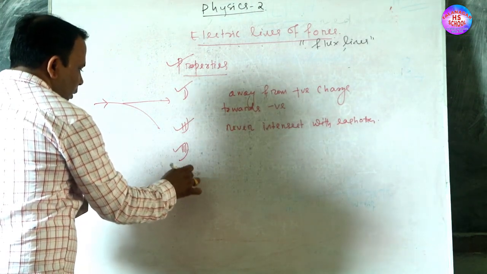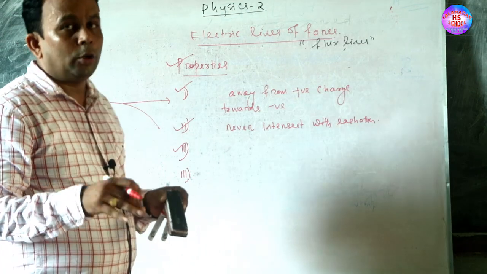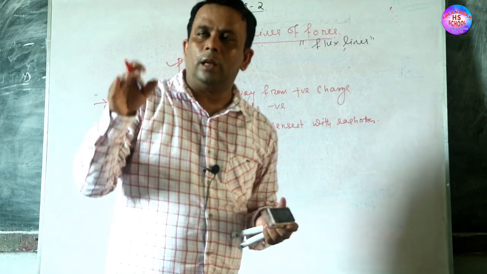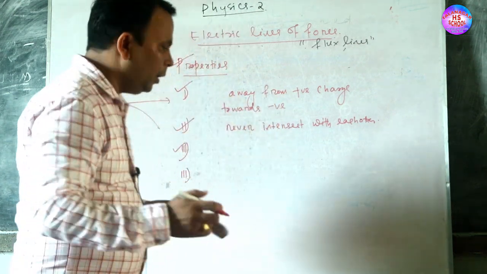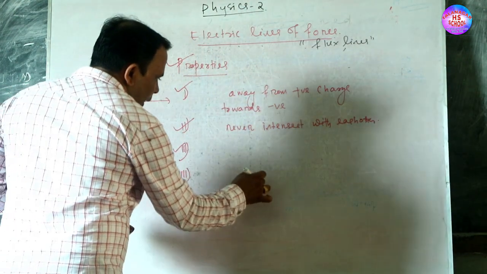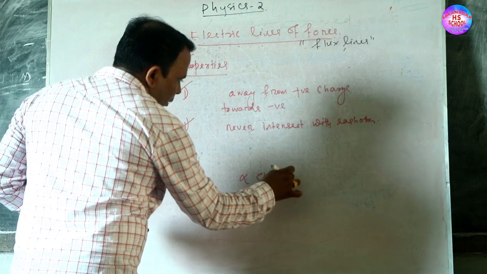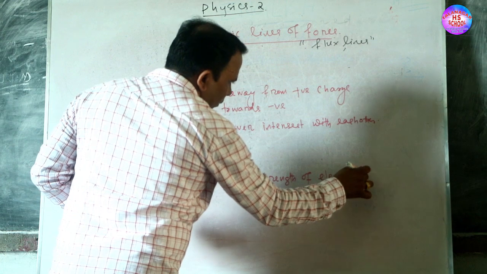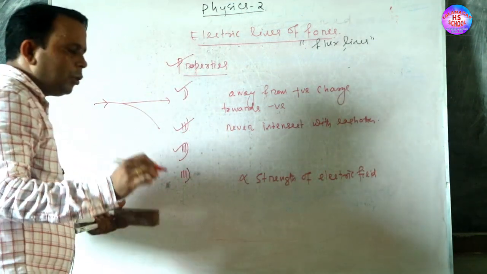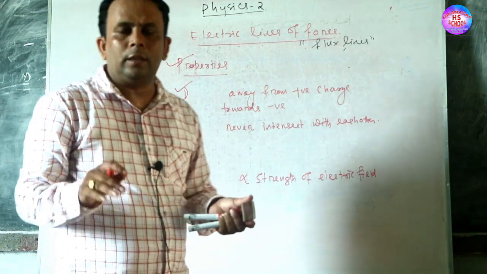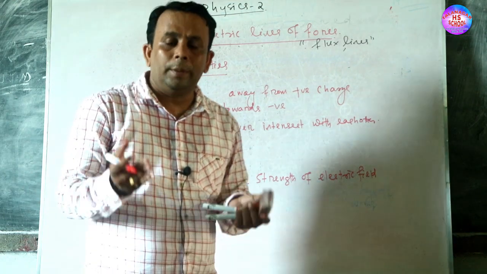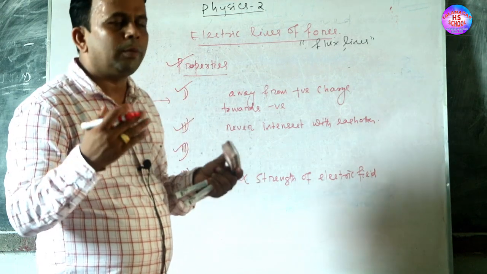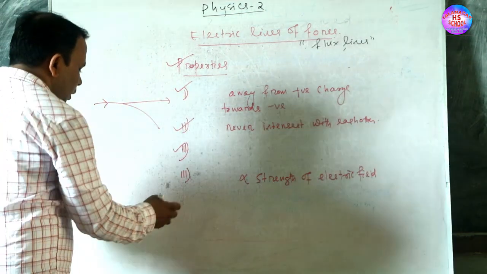Then fourth property, the lines of force per unit area is proportional to the strength of the electric field. If the lines of force per unit area are more, then the strength of the electric field is also more. If the lines of force per unit area are less, then the electric field strength is also less.